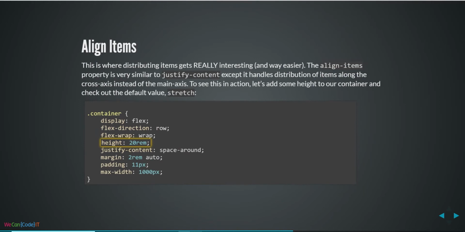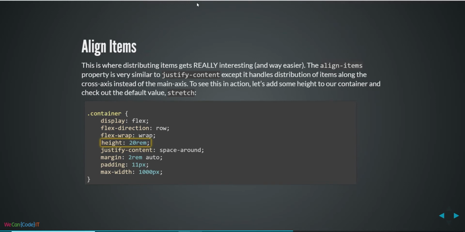So moving on now to align items. Align items acts very similar to justify content, except this is handling the distribution of your flex items on the cross axis, which again by default is the vertical or Y axis.